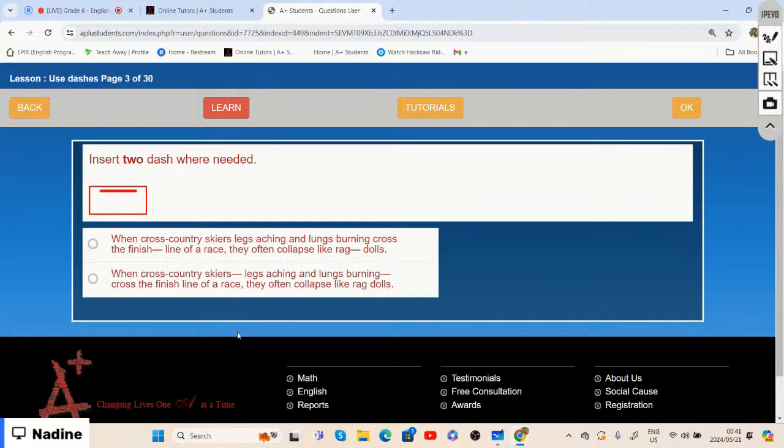Is it option one? When cross-country skiers, legs aching and lungs burning cross the finish line of a race, they often collapse like rag dolls. And there we have our 2 dashes. Or is it option two that says when cross-country skiers, legs aching and lungs burning, cross the finish line of a race, they often collapse like rag dolls.